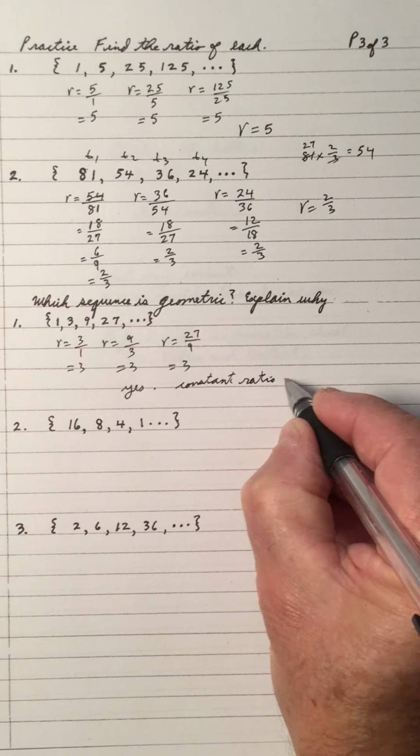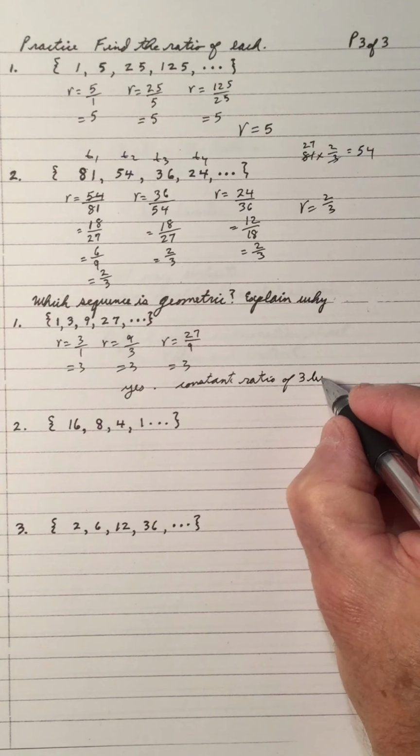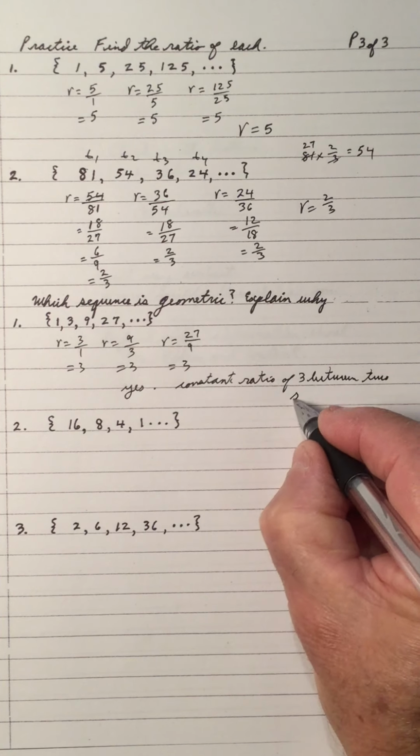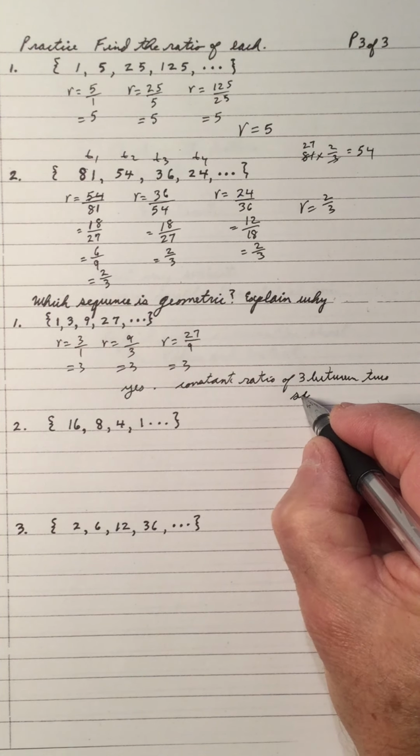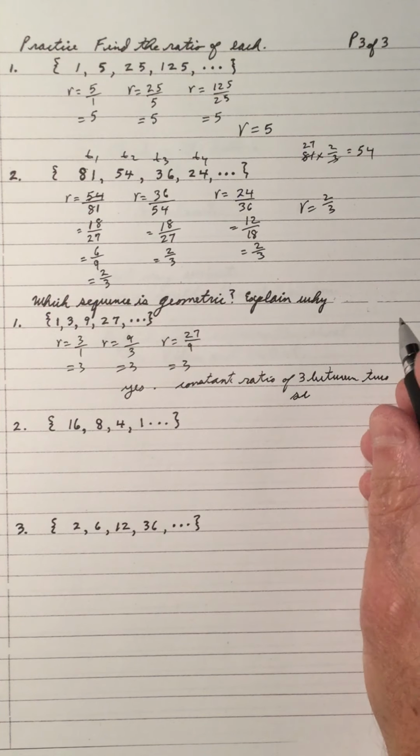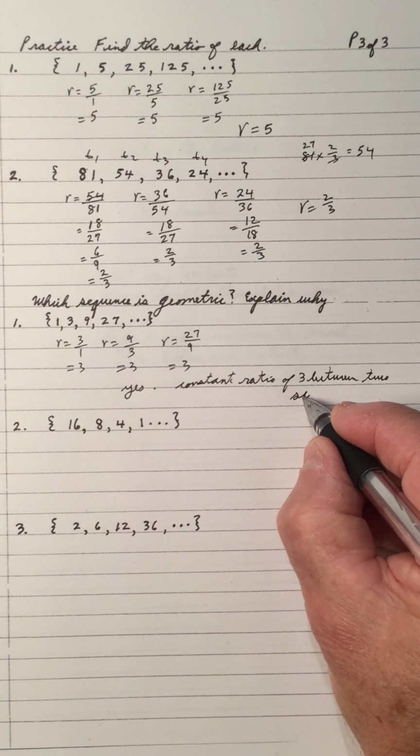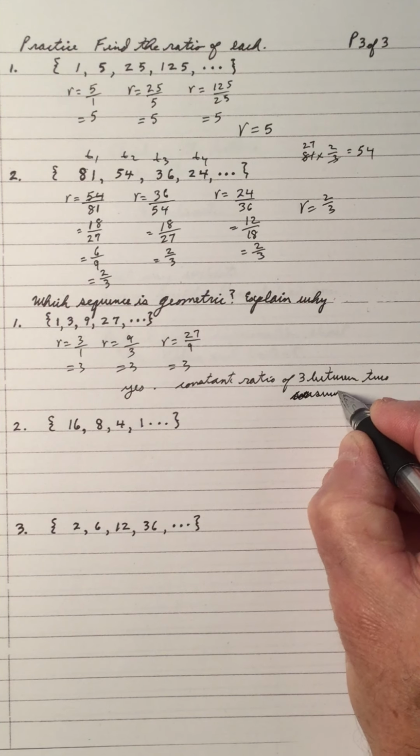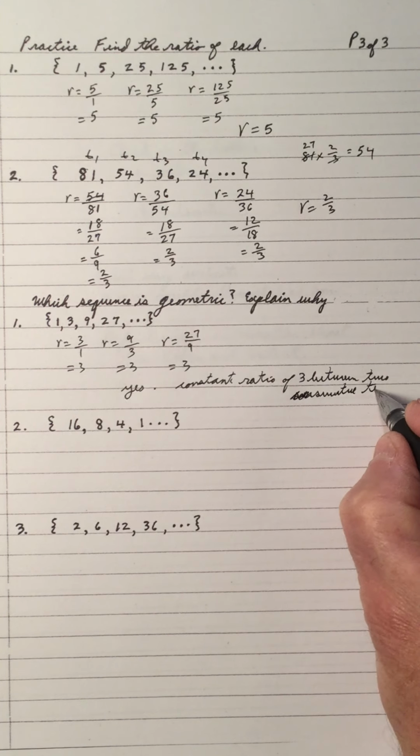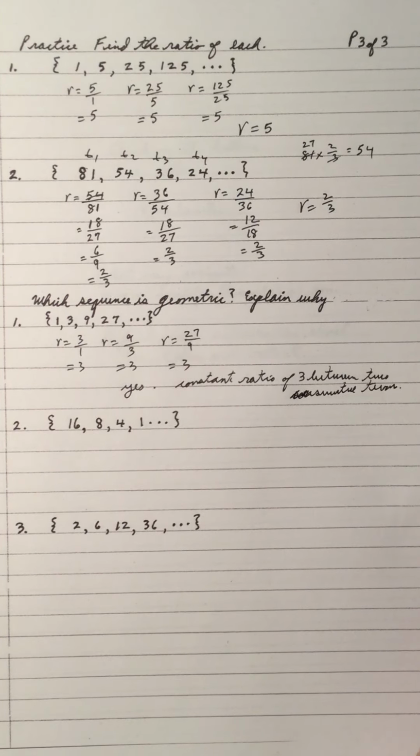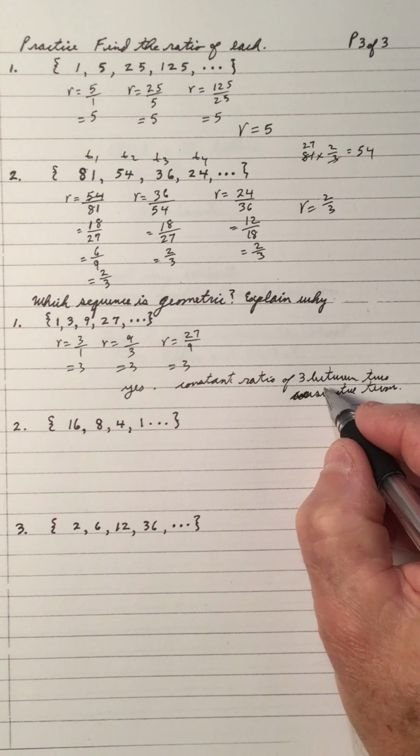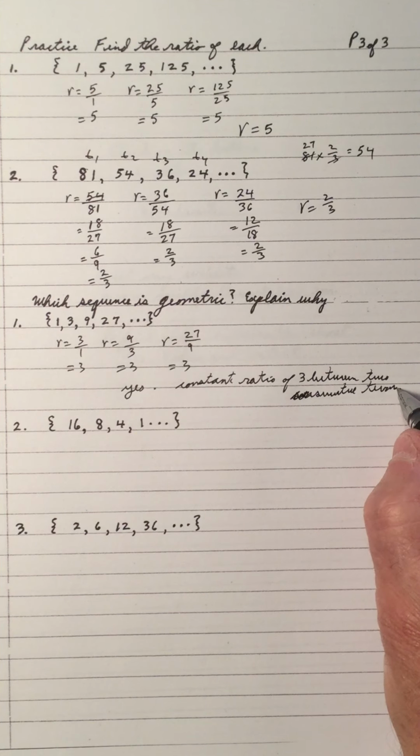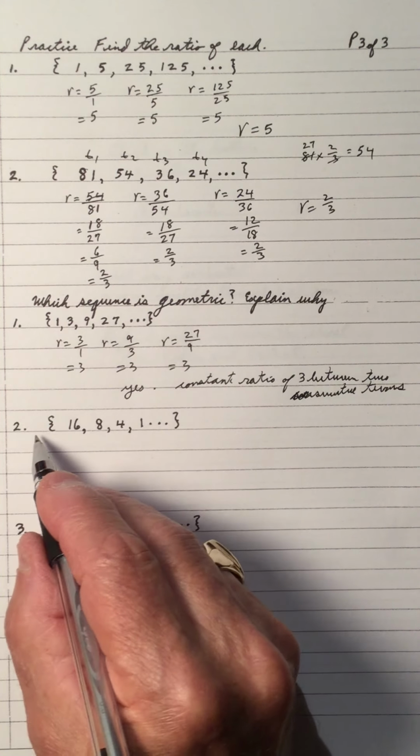ratio of 3 between two consecutive terms. Let me try to spell consecutive now. Two consecutive terms. Consecutive just left me for a while. Consecutive terms.